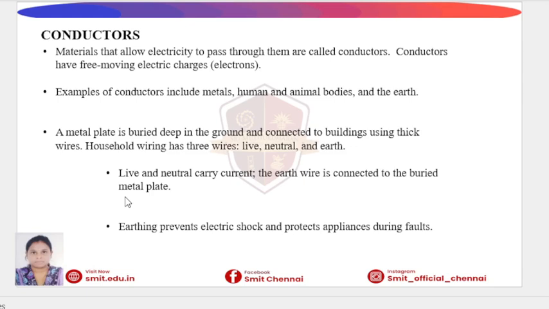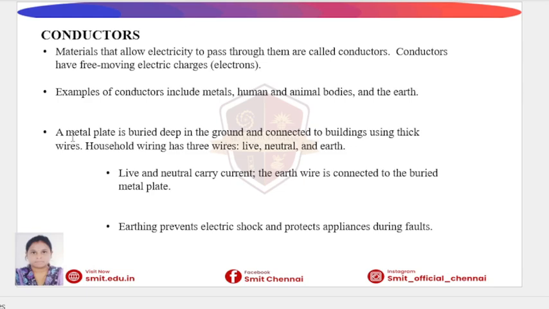And another one is conductors. Conductors are materials that carry electricity. Materials that allow electricity to pass through them are called conductors. Conductors have free moving electric charges, that is, electrons. Examples of conductors include metals, human and animal bodies, and the earth.